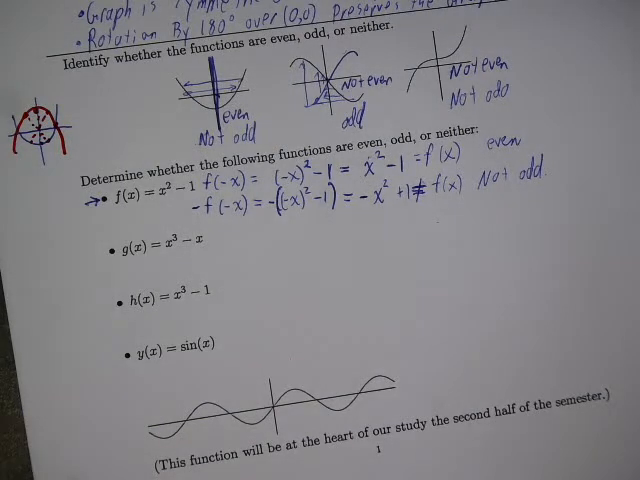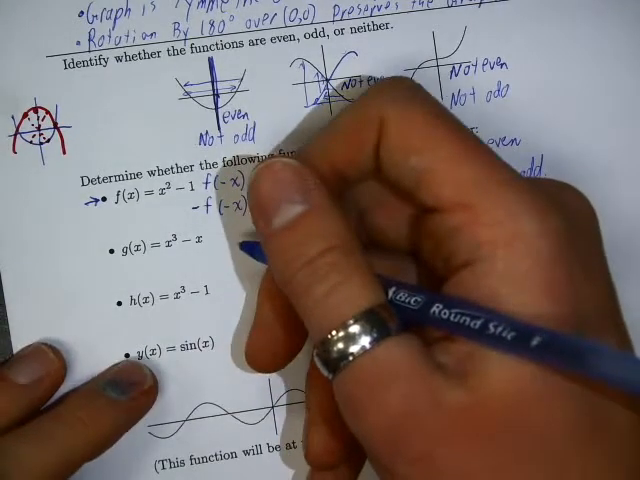G of x. What do you think? Is it more likely to be even or odd? Folks for even? Everything is more likely to be odd. Great. Let's check for odd. If it turns out to be odd, then I won't bother checking for even. So let's see if g of x is odd.